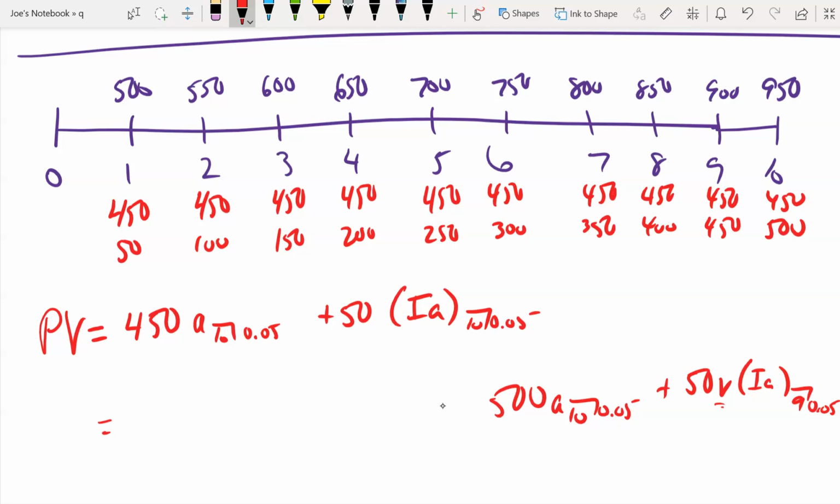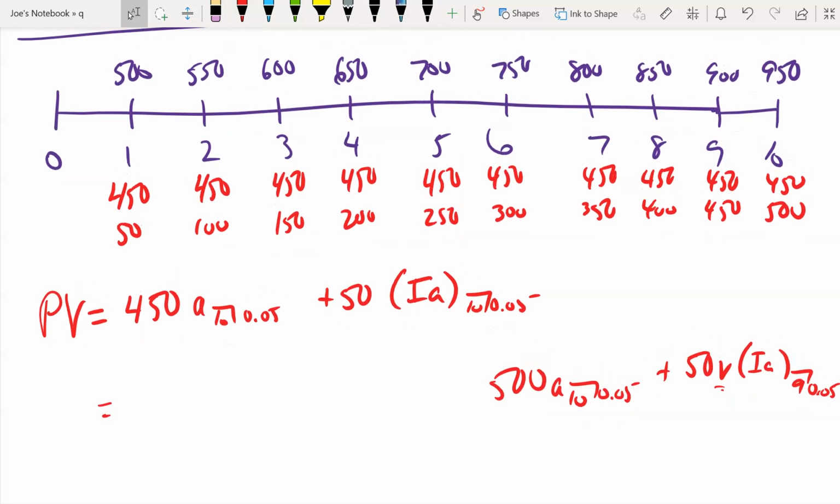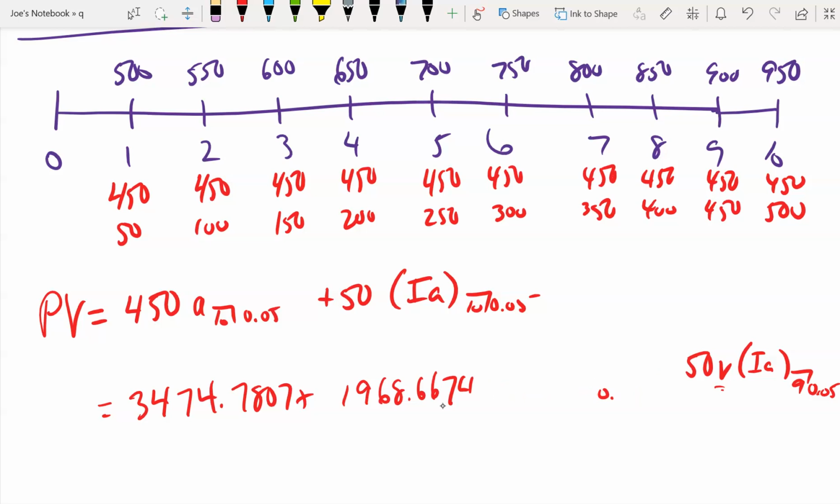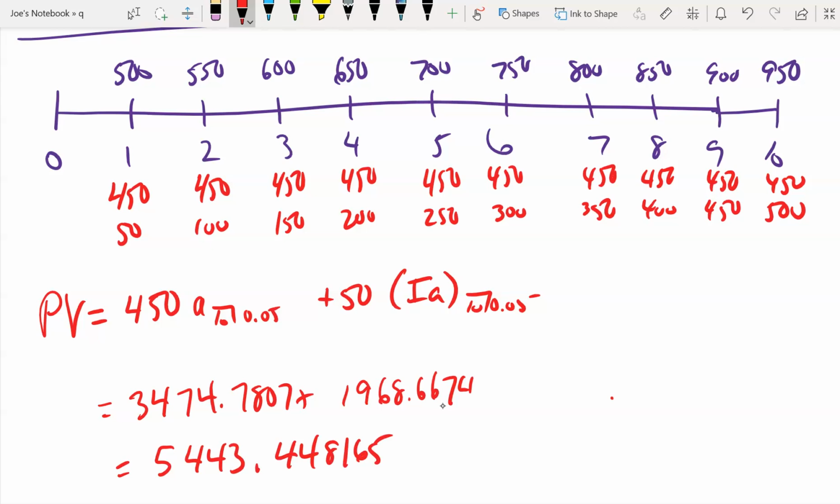Grace, do you have the individual numbers for those two? Yeah. The first one's 3,474.7807. Plus 1,968.6674. Is that what you said? Help me out with the total. Sorry. Present value then is 5,443.448165. Okay. So that's the first thing you have to figure out, right?